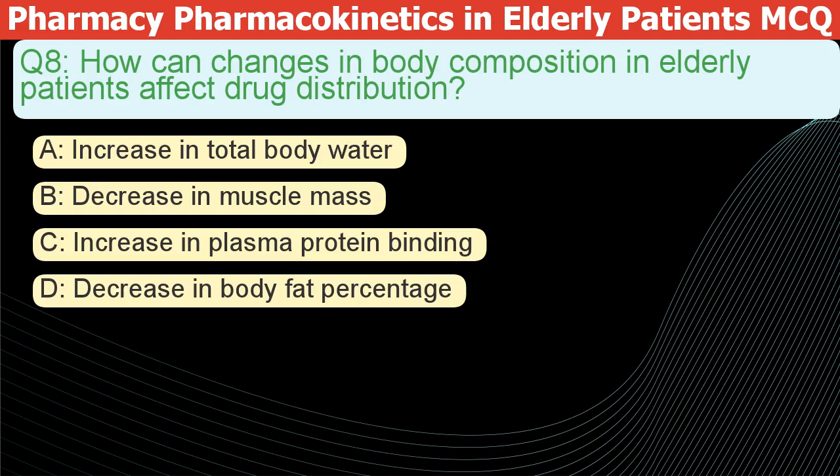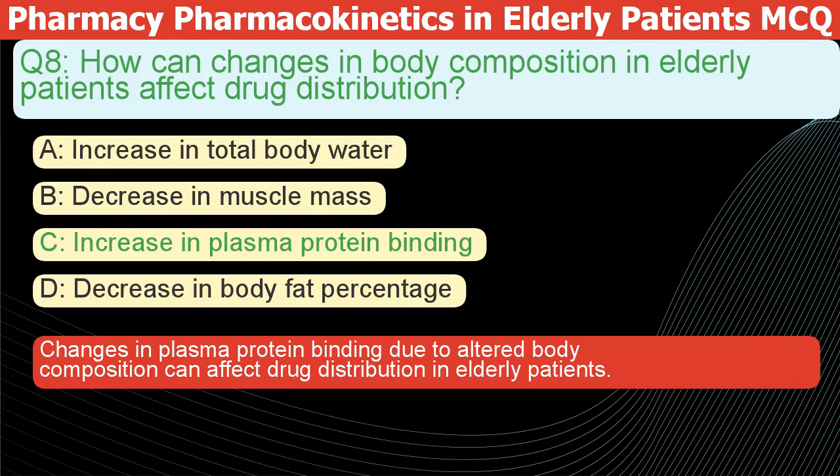How can changes in body composition in elderly patients affect drug distribution? A. Increase in total body water. B. Decrease in muscle mass. C. Increase in plasma protein binding. D. Decrease in body fat percentage. The correct answer is C. Changes in plasma protein binding due to altered body composition can affect drug distribution in elderly patients.